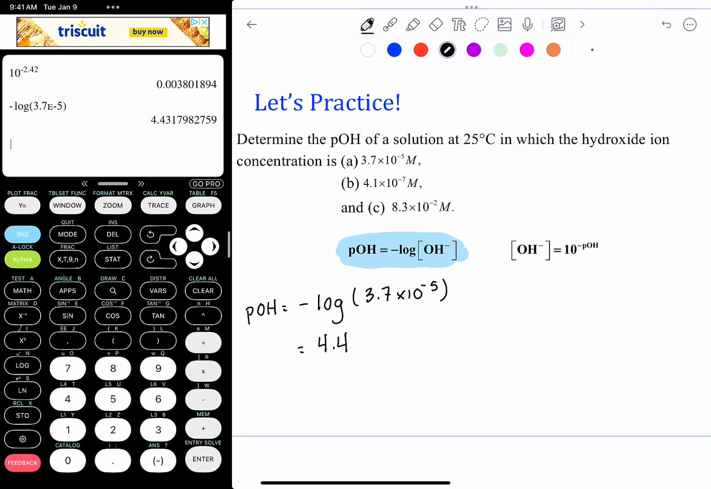4.4. pOH, just like pH, is dimensionless, so it has no units on it. So we set up this problem exactly how we did with pH, except now we know we're using hydroxide ion concentration. So when I plug that in, instead of getting the pH out, I get the pOH out. So now pause your video and try our last two problems here, B and C.